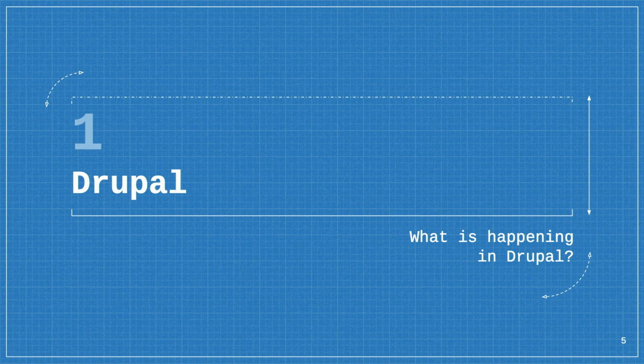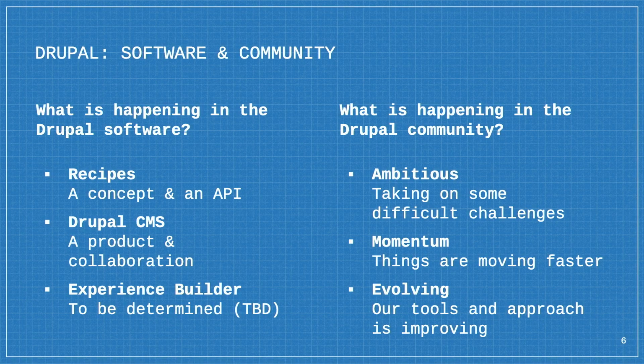And I've learned at DrupalCon it's worth just pausing and saying what's happening in Drupal to level set, and then to proceed with what I'm going to show you. And just to say, this presentation is about recipes, which is a concept and an API, and it's being used to build Drupal CMS, a product and a collaboration. And I'm saying Experience Builder is TBD because it's not released yet, and frankly, from the schema.org perspective that I'm coming from, I don't know how that will work with Experience Builder.